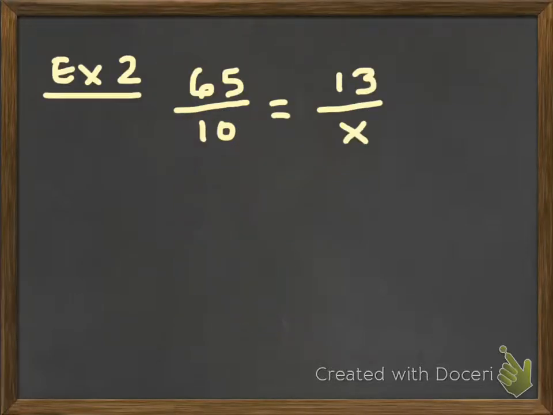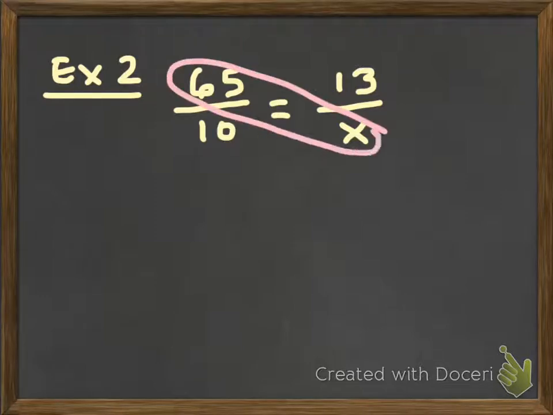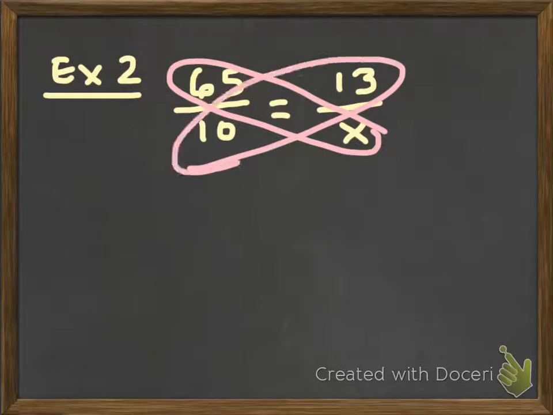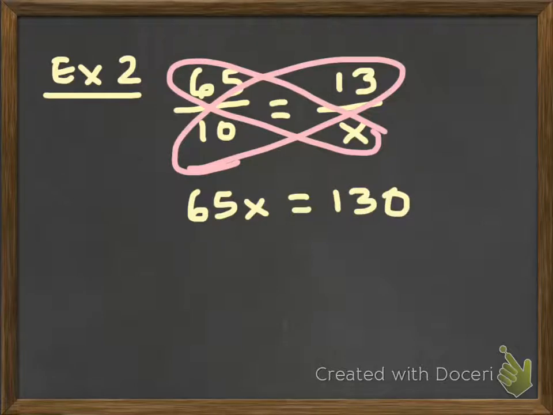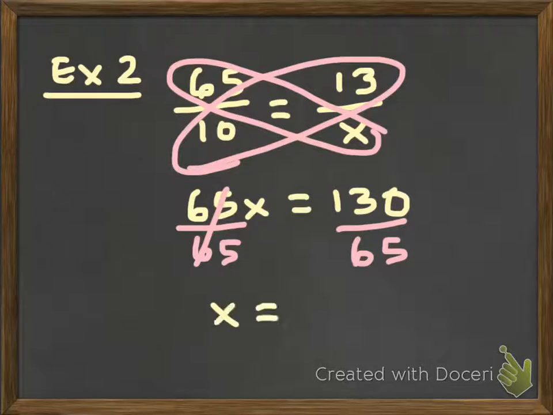Example 2 is 65 over 10 equals 13 over x. You're going to cross multiply again. So 65 times x and 10 times 13. So 65 times x is 65x equals 10 times 13 is 130. Divide by 65. Divide by 65. And x equals 2.